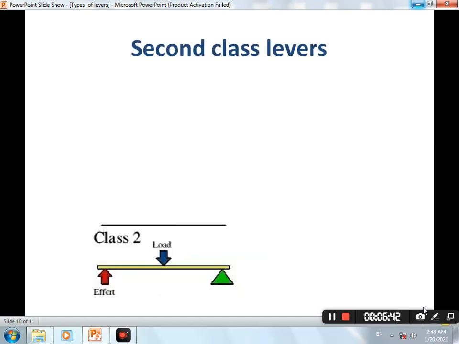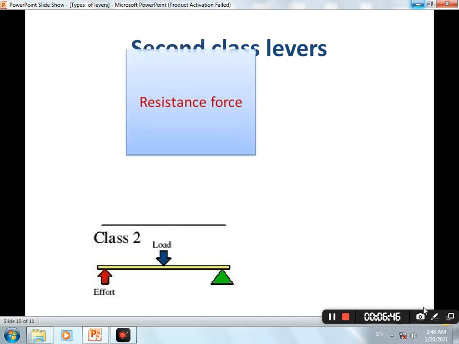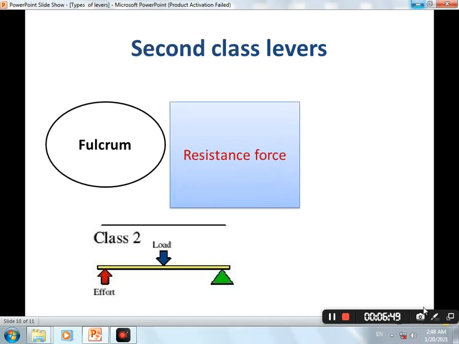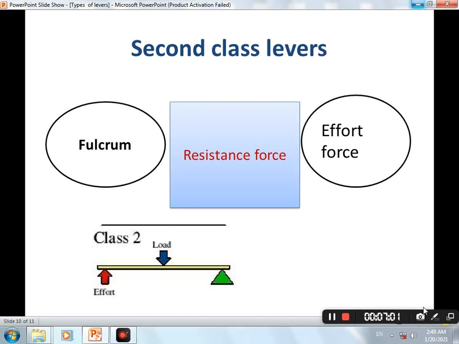Second class levers are levers that have resistance located between fulcrum and effort force. And examples of second class levers: wheelbarrow, stapler, nutcracker, and bottle opener. And any question about why bottle opener is a second class lever? Because it has a resistance located between fulcrum and effort force.